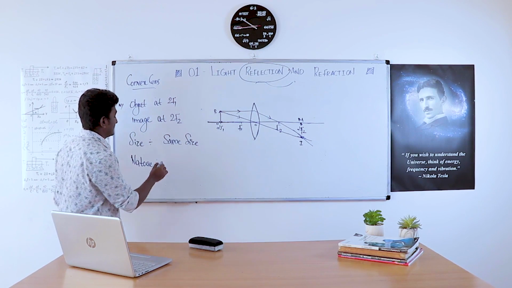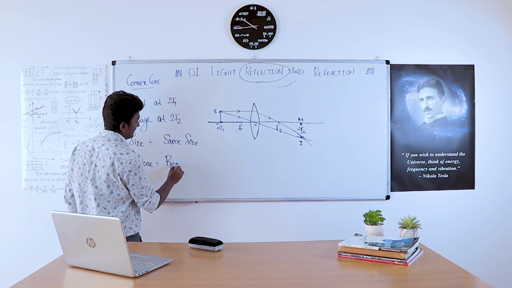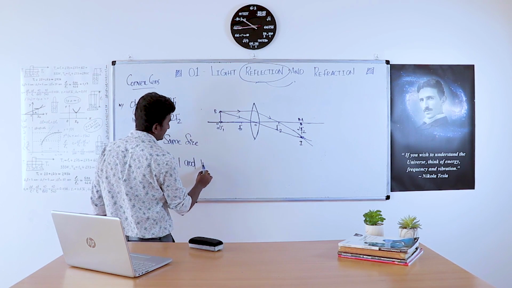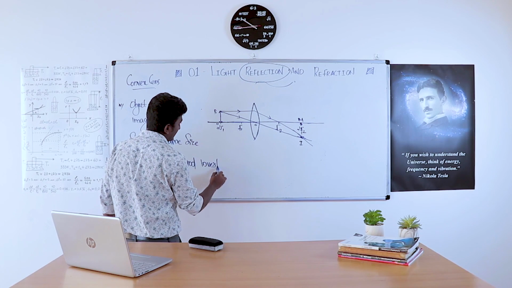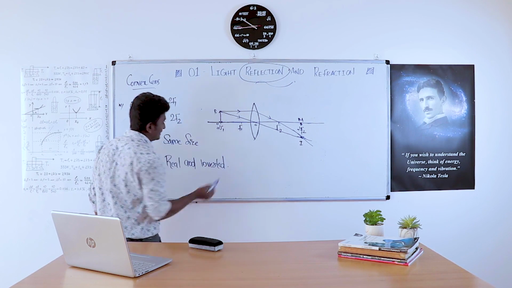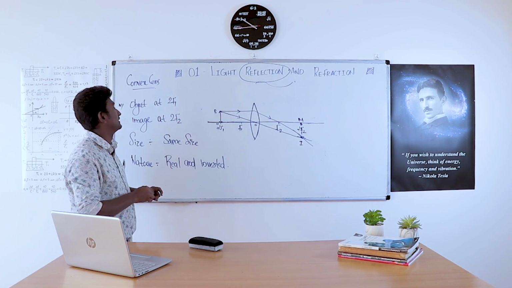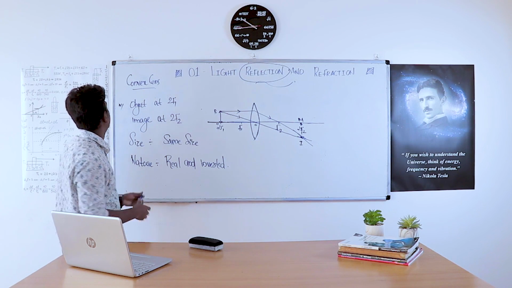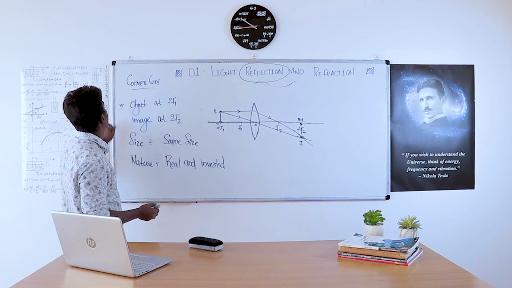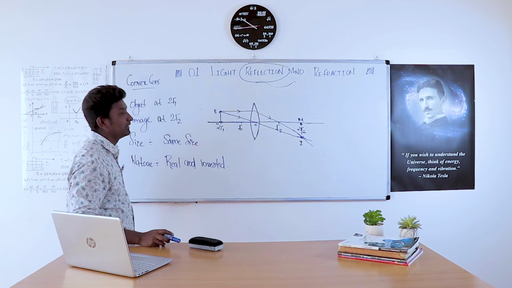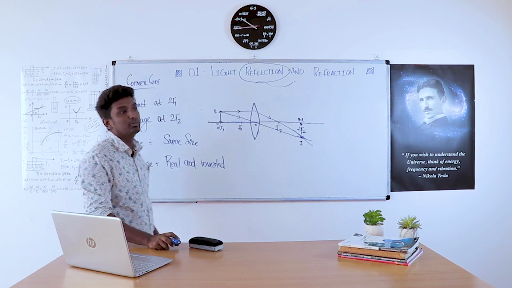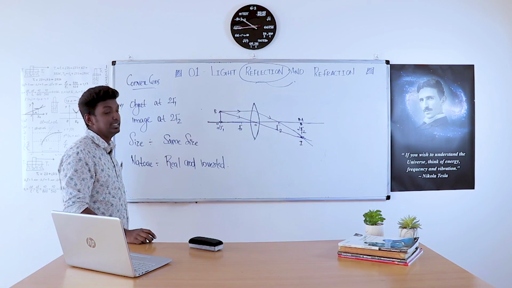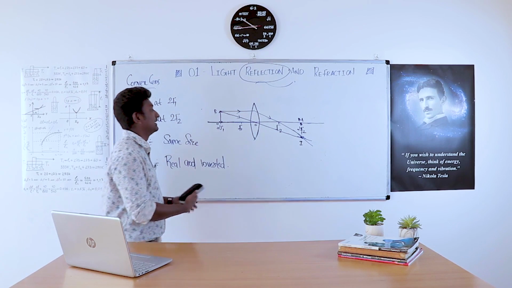Now what is the nature? The nature of the image is real and inverted. So this is the fifth case. Object at 2F1. Where is the image formed? The image is formed at 2F2. The size of the image is the same size, and the nature is real and inverted.